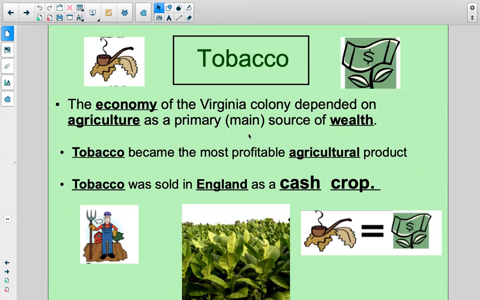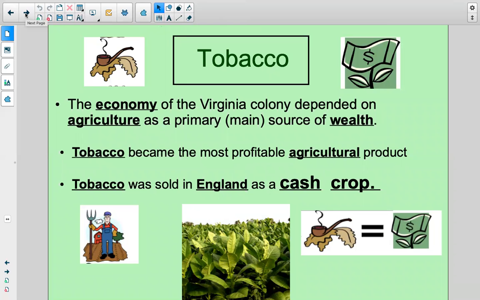Yes, it was tobacco. All right, boys and girls, do you see all these bold words that are underlined? These go on your note page. So the economy, you need to write economy in the blank on your note page. The economy of the Virginia colony depended on agriculture, and that is growing of crops and animals to make money, as a primary source of wealth. Tobacco became the most profitable agriculture product, and tobacco was sold in England as a cash crop.